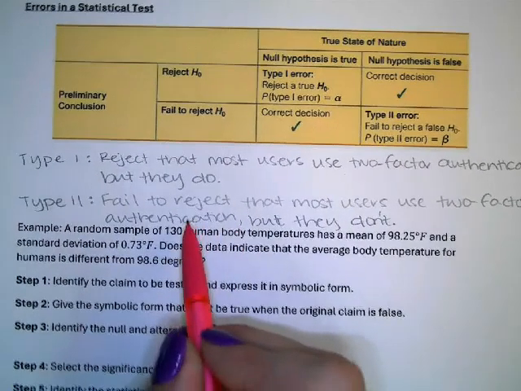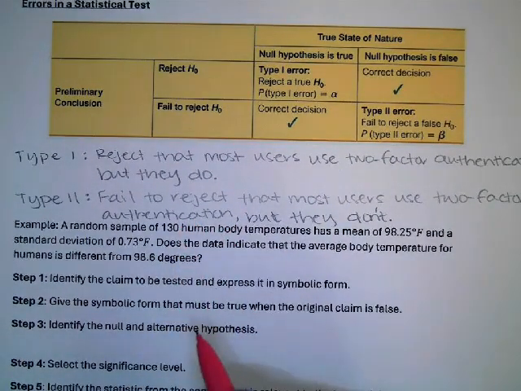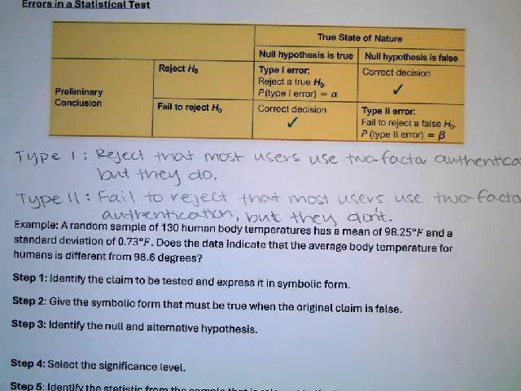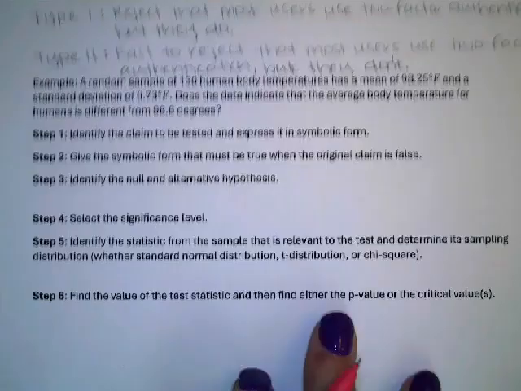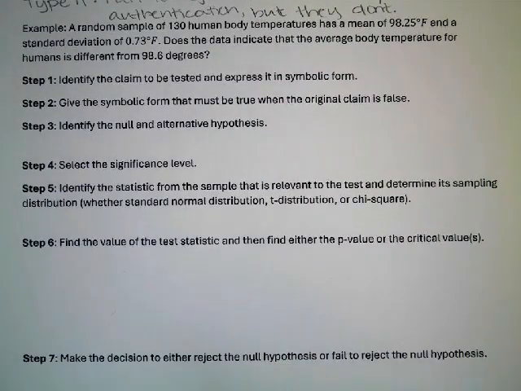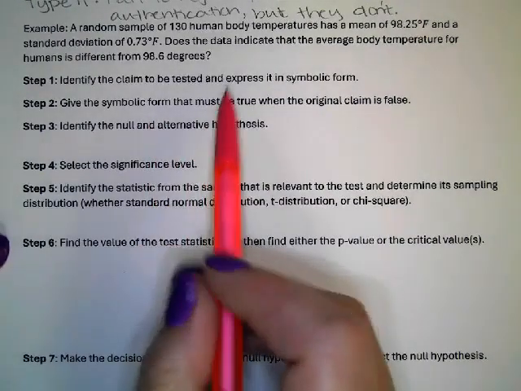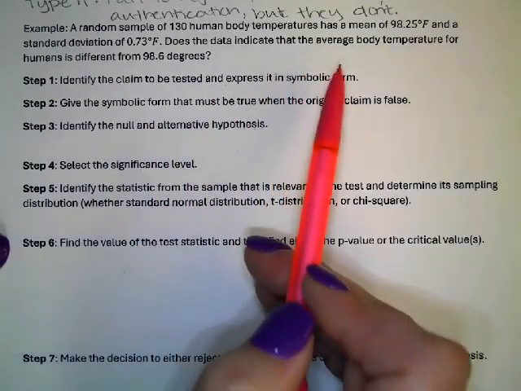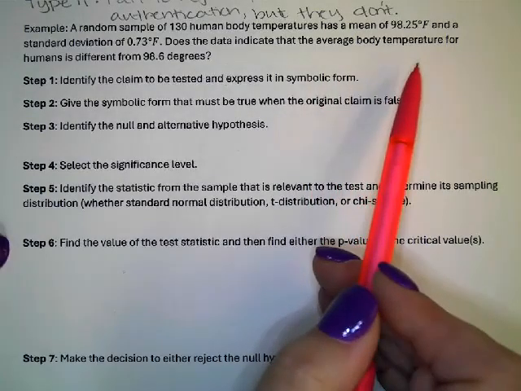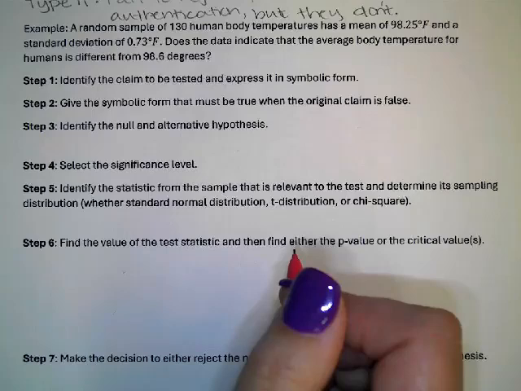All right, so we're going to take another example and walk our way through all of the steps so that we can try doing it again and see how we feel about it. All right, so this says a random sample of 130 human body temperatures has a mean of 98.25 degrees Fahrenheit and a standard deviation of 0.73 degrees Fahrenheit. Does the data indicate that the average body temperature for humans is different from 98.6 degrees?